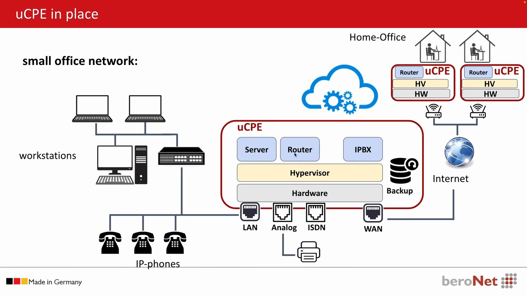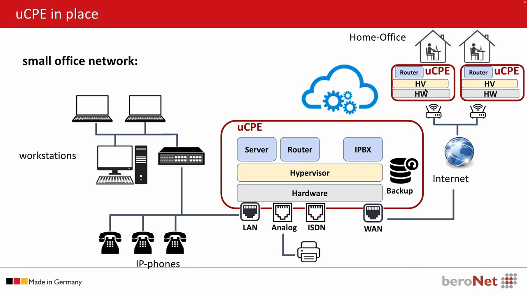We have the router and firewall running as a software virtual machine and IPVX running here. And then the hypervisor takes care of all those virtual machines. And in the hardware layer, we got our LAN and WAN interface for the connection to the internet and analog and ISDN connections for traditional devices and ISDN backup, for example. And then on the home office side, a small VoIP-only uCPE, maybe without telephony interfaces, can also be positioned with the router software that is used by the customer.